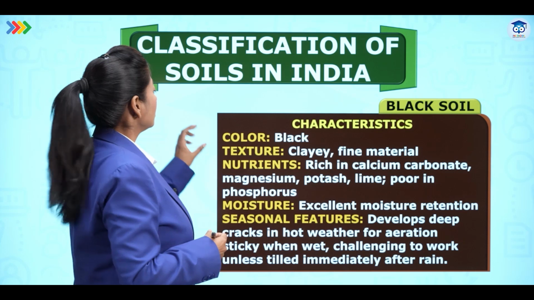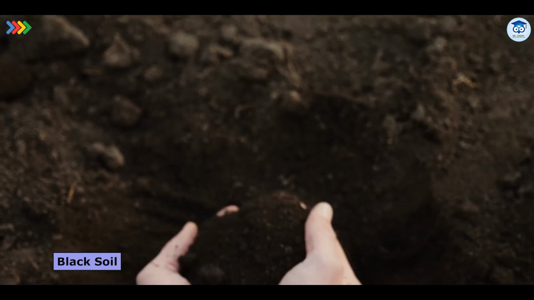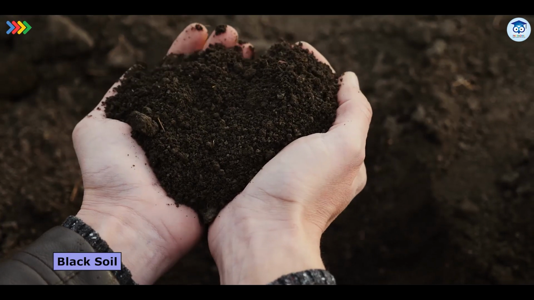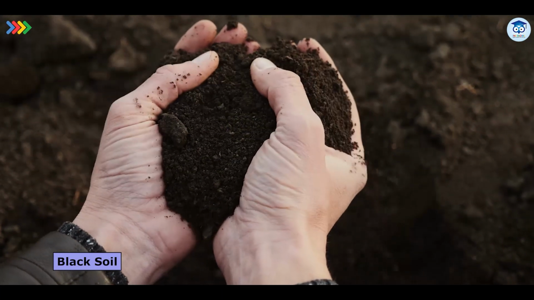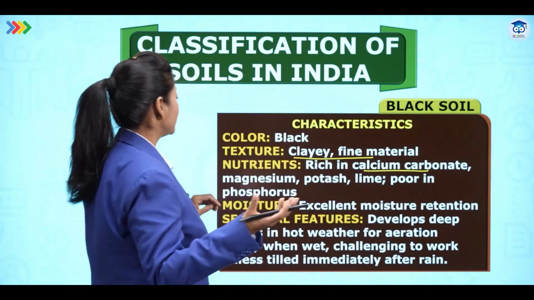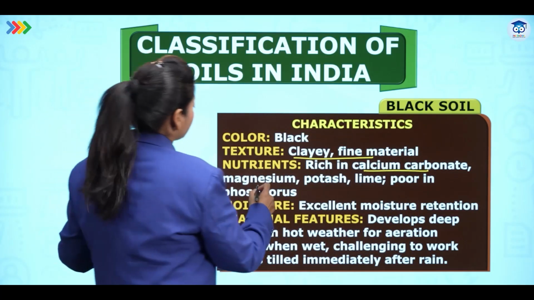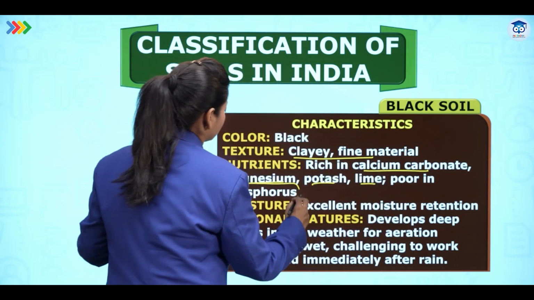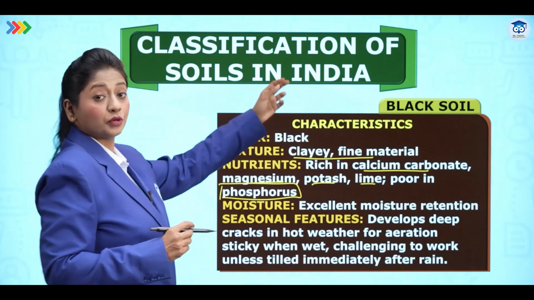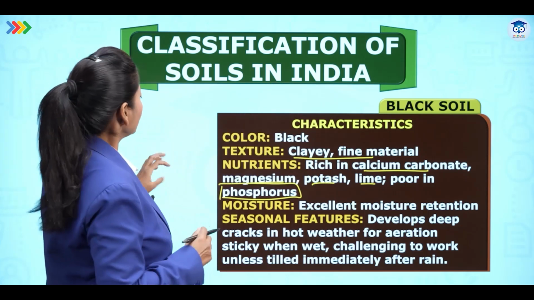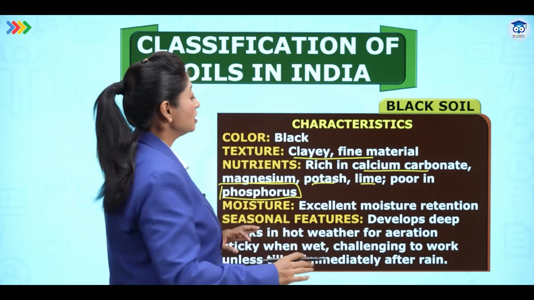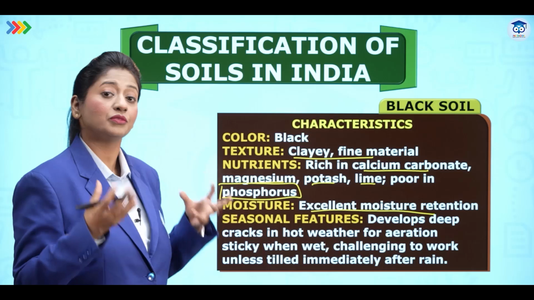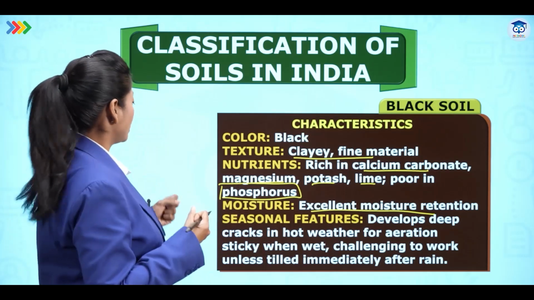Characteristics of black soil: color, obviously black. Texture, it is mostly clay, a fine material. Nutrients, it is rich in calcium carbonate, providing the crops the same mineral. Magnesium is there, potash is there, lime, and it is poor in phosphorus. So this is less in amount, but all of these nutrients are provided to the crops. Moisture, excellent moisture retention, so for a long time the water can be retained in that soil.